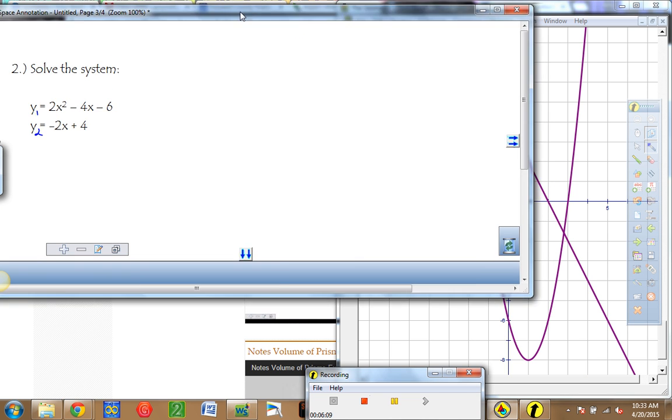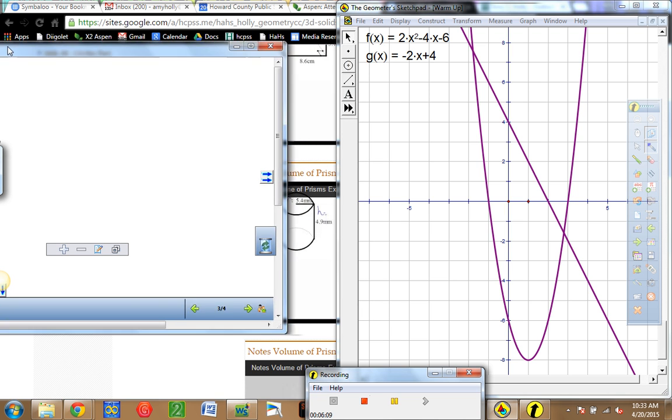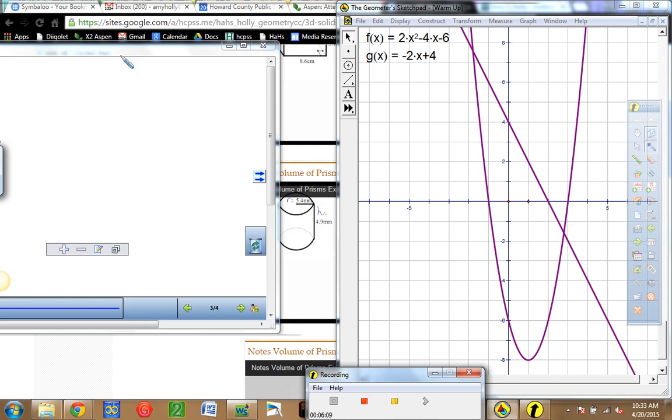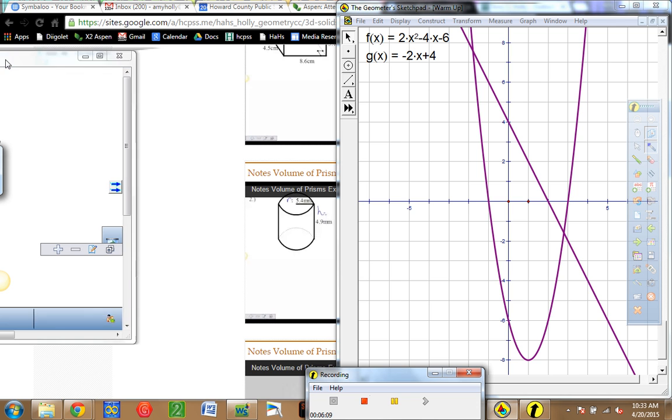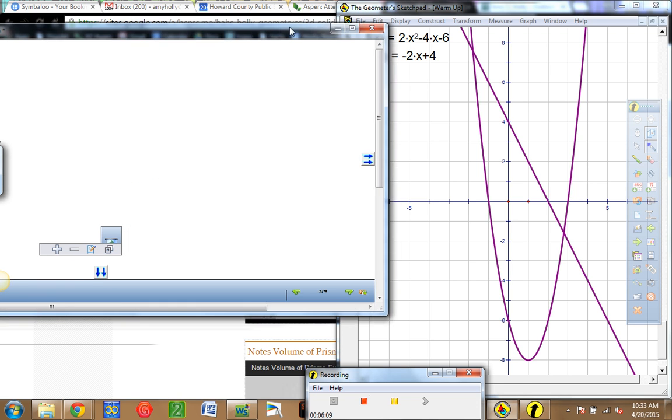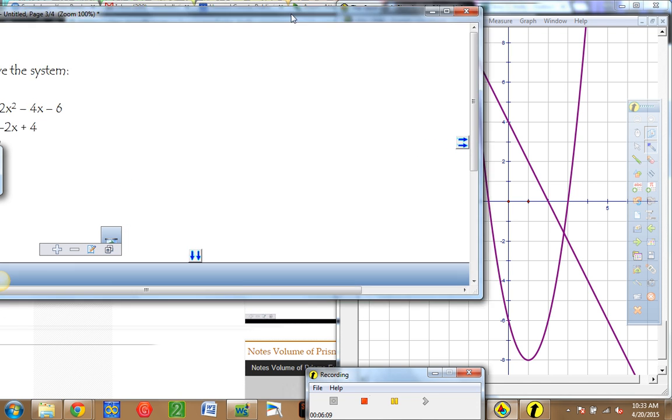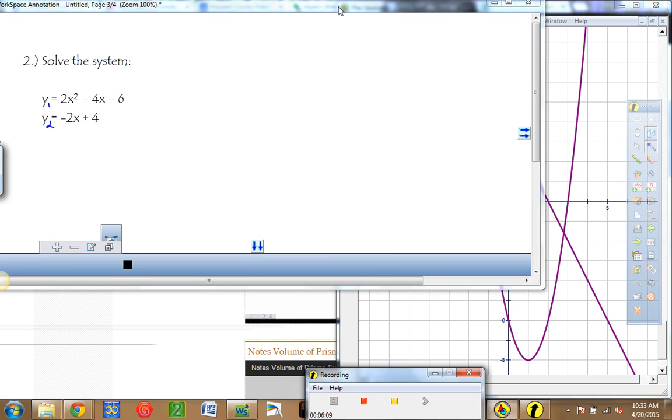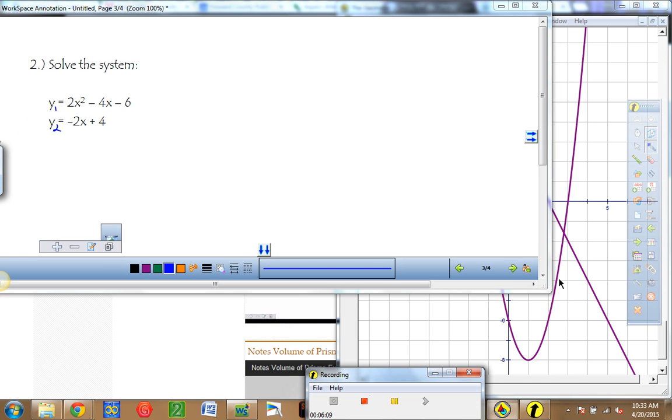Let's see if I can get it so that we can see both of these. Is that a minus 4x? Come on, click. Is that a minus 4x? It's not going to click for me. I want it to click over. Intersection over 5.